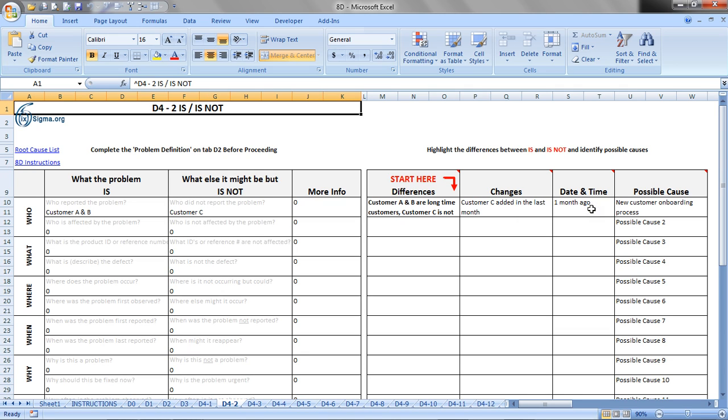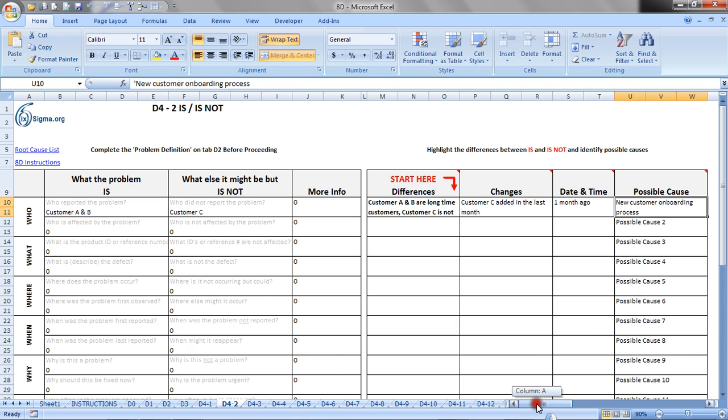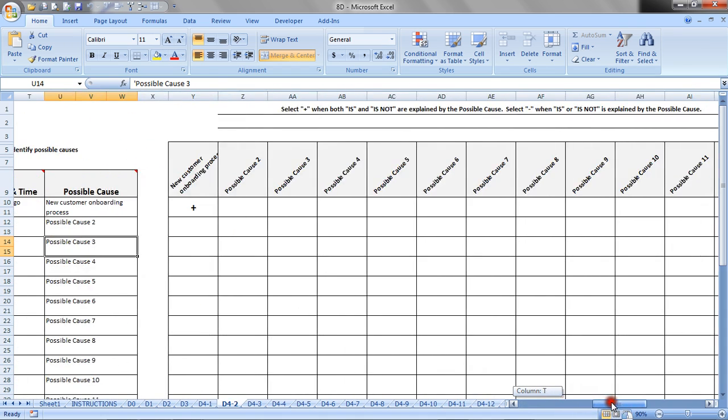What's the time frame? About a month ago. And therefore, what is the possible cause that's differentiating customer A and B versus customer C? Maybe it's the new customer onboarding process. All right. And I will go down then to the next set of questions, and I'll make my way across here and answer this and identify maybe a possible cause number 2 and a possible cause number 3 and so forth. Okay. Now I'm just going to scroll over to the right here.